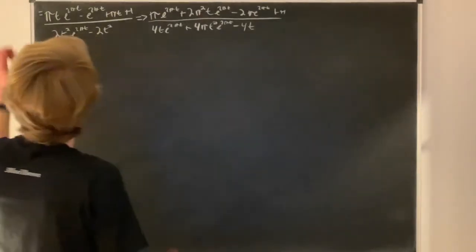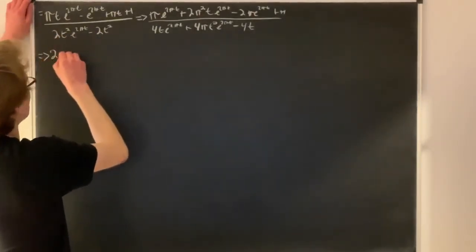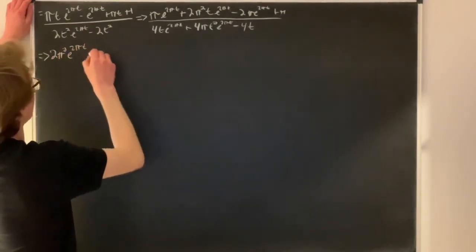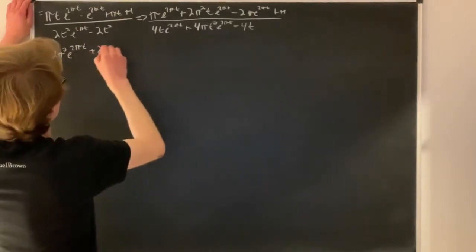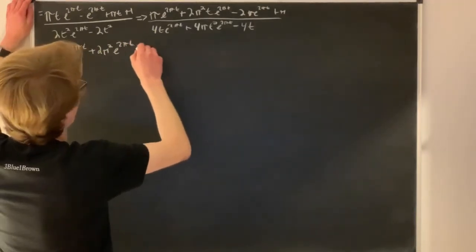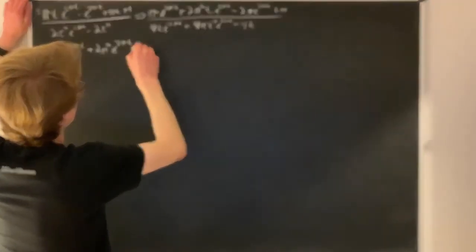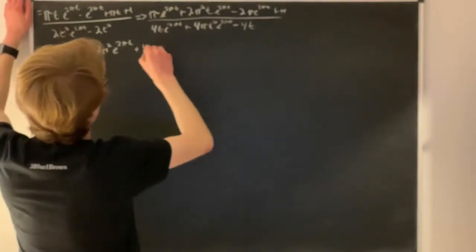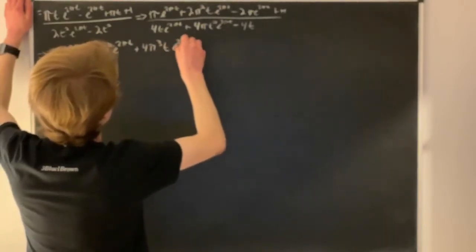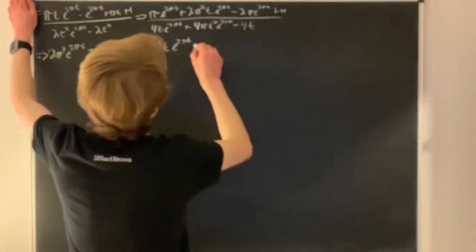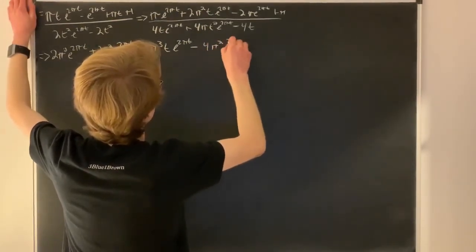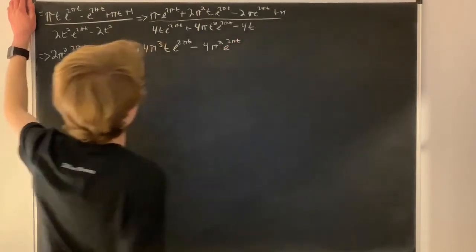So 2 pi squared e to the 2 pi t plus 2 pi squared e to the 2 pi t plus 4 pi cubed t e to the 2 pi t minus 4 pi squared e to the 2 pi t, plus pi goes to 0.